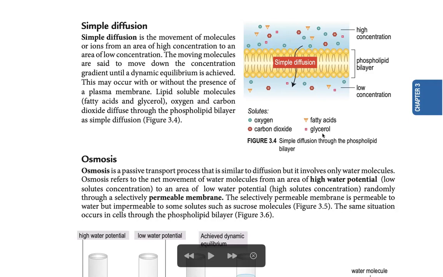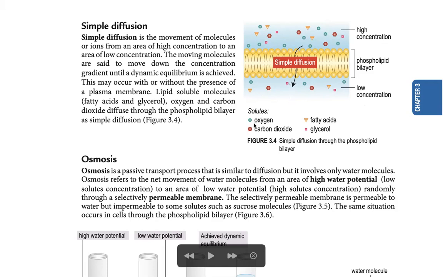For example, let's use fatty acid as an example. Let's see how many fatty acids there are outside. This is outside, this is inside. How many fatty acids? 1, 2, 3, 4. So we can say that we have a higher concentration of fatty acid here. But inside, how many? 1 and 2. We have a lower concentration of fatty acid. So that's why fatty acid can move from a higher concentration to a lower concentration.